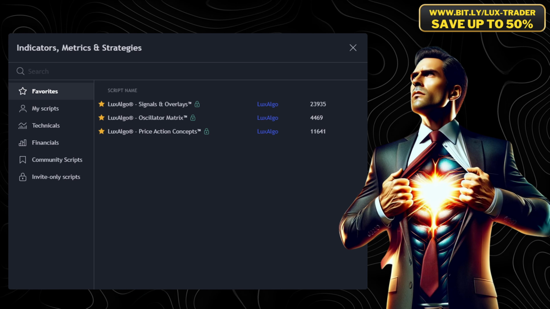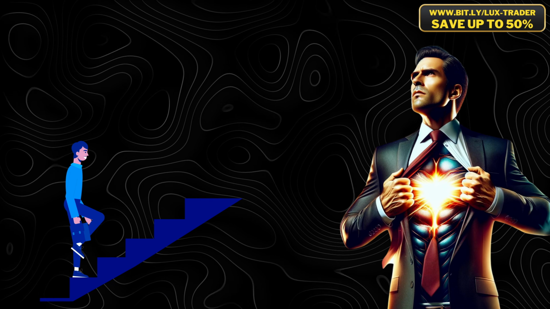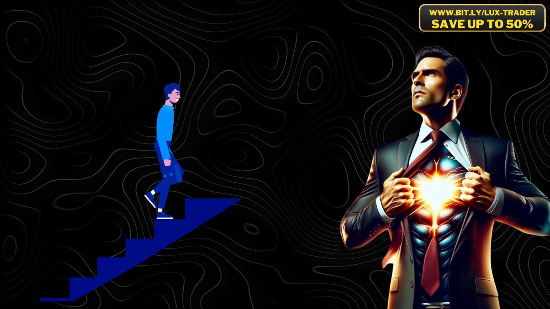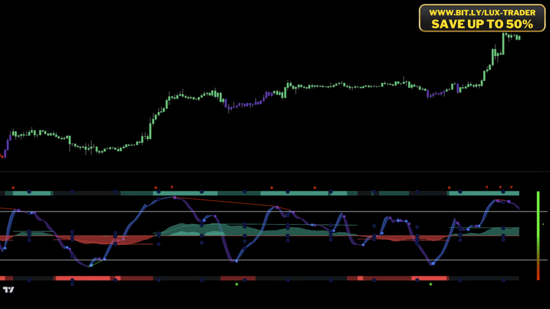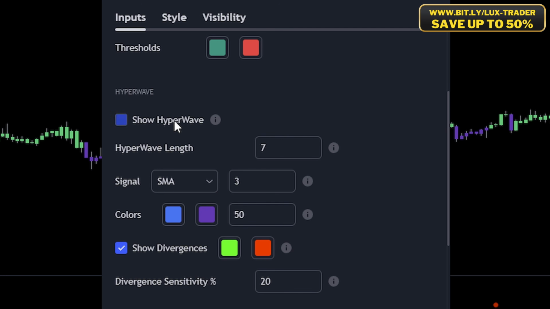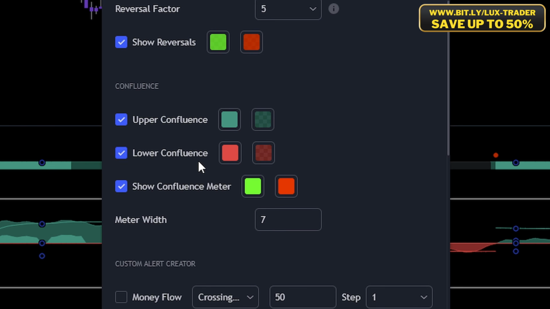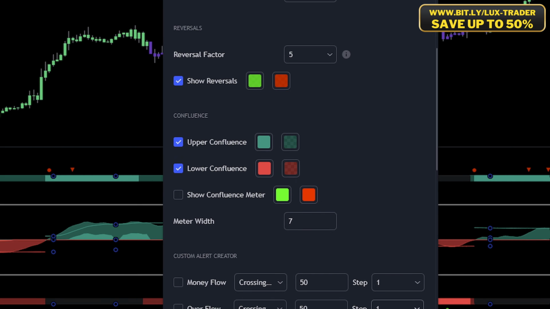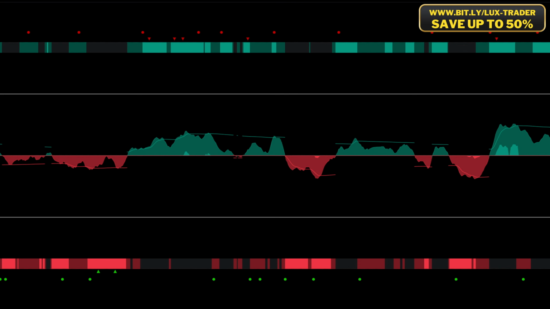Now, let's dive into the heart of the oscillator matrix. To make this journey effortless, I'll take you through each component step by step. So, let's start by heading over to the settings and disabling all the elements related to the Hyperwave section. What you'll see remaining on the chart is the smart money flow. This category is key and contains 3 distinct components.